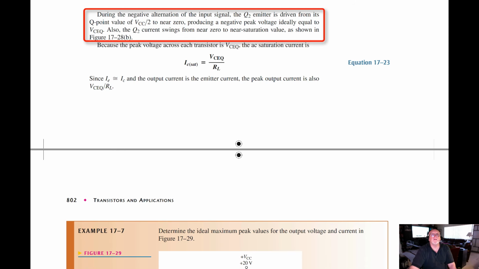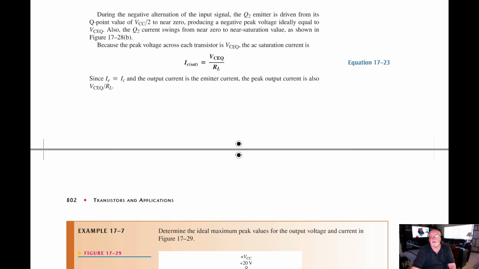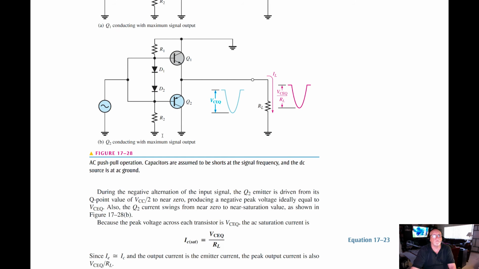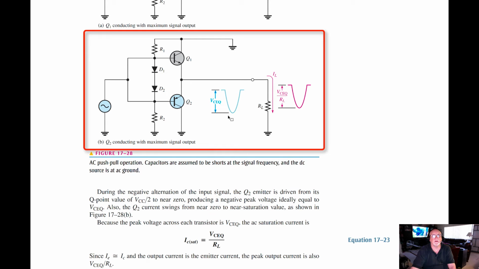During the negative alternation of the input signal, transistor 2 emitter is driven from its Q point value of half of VCC to near 0, producing a negative peak voltage ideally equal to VCEQ. Also, transistor 2 current swings from near 0 to near saturation value as shown in diagram B. So we can see here in diagram B.